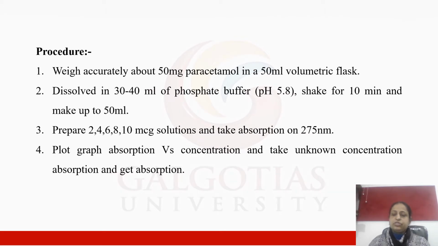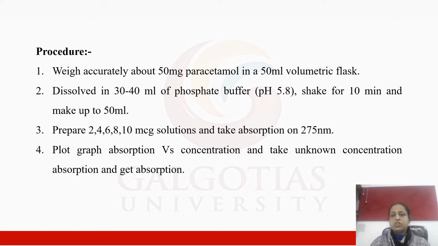So in the procedure, firstly we will prepare the standard stock solution, and to prepare that solution, firstly we have to prepare the phosphate buffer pH 5.8. For the preparation of phosphate buffer pH 5.8, we require potassium dihydrogen orthophosphate and sodium hydroxide, and we will prepare 0.2 molar concentration of both the solutions. After that, we will take appropriate quantity of potassium dihydrogen orthophosphate and NaOH to make the phosphate buffer pH 5.8.